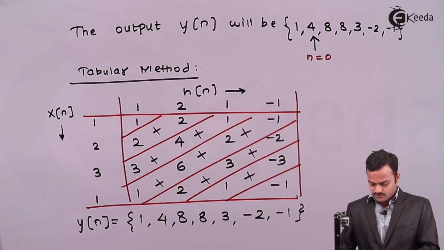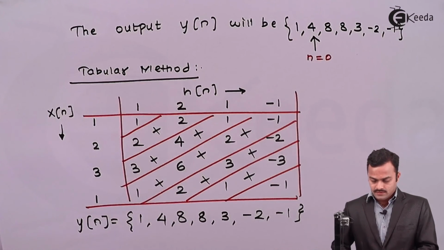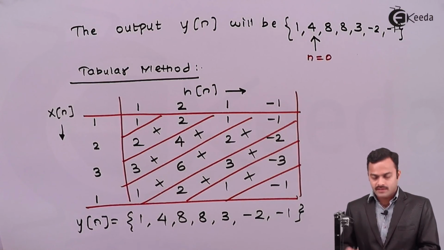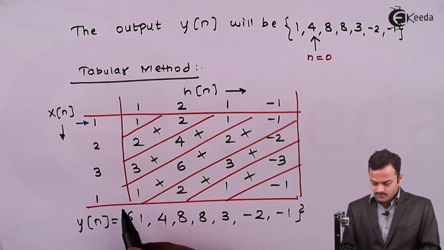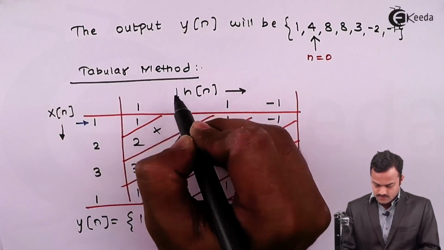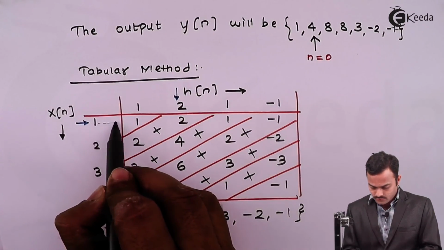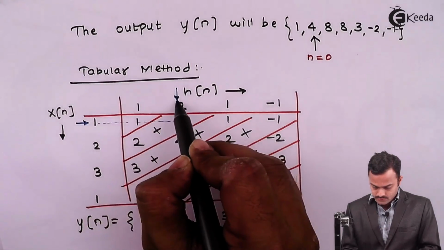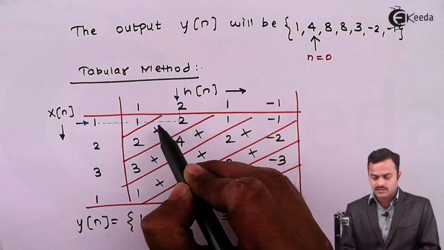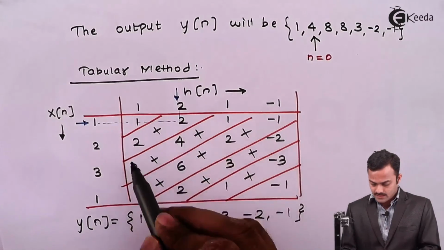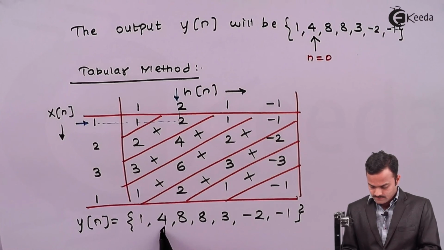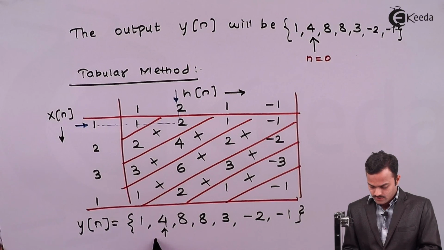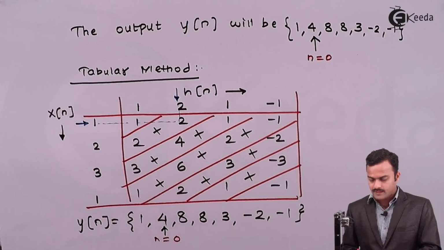Now how to decide a 0? It's quite easy. They mention x of n origin is over here and h of n origin is over here. So we need to find out where these two are intersecting. So these two are intersecting in this structure where I got y of n as 4. So I can easily say this is an instant where n is 0, or it's the origin of y of n.